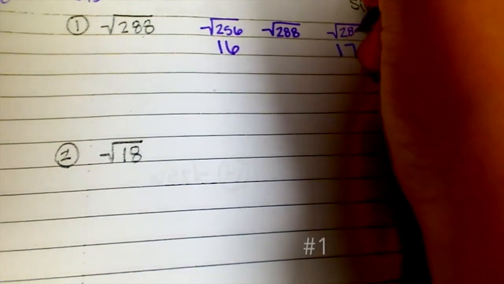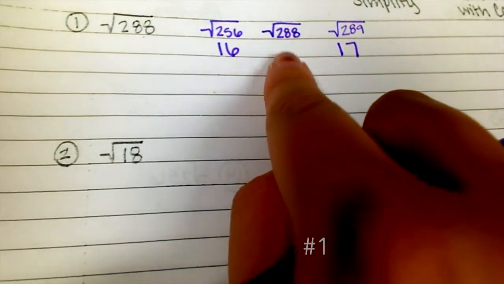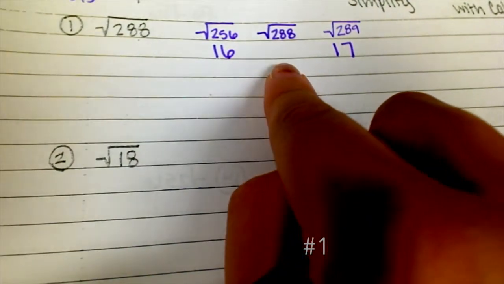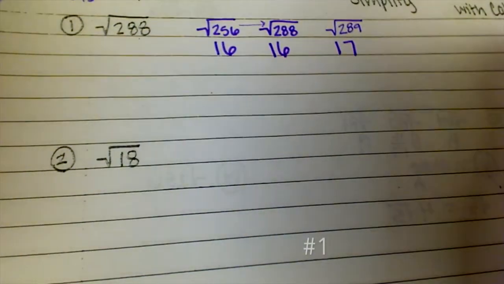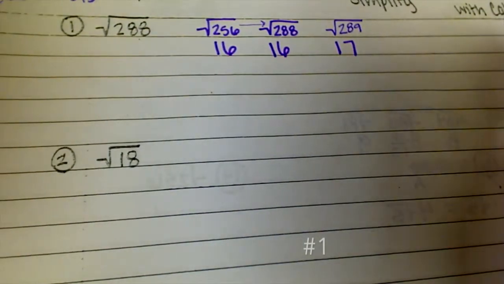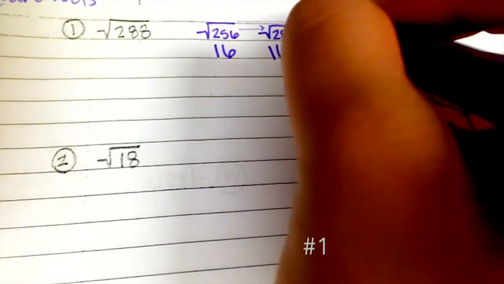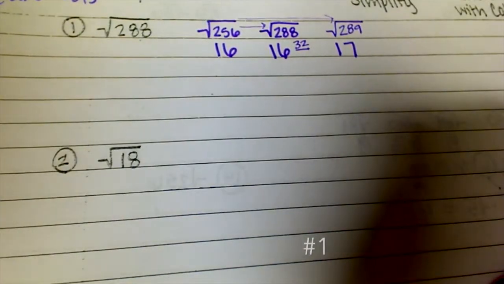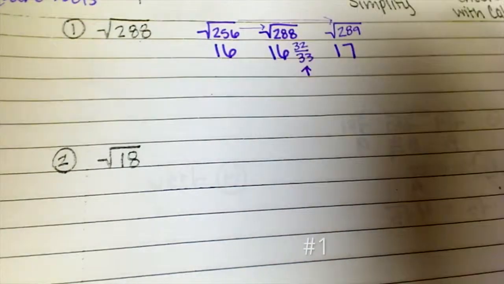289. Okay. So then what whole number goes with my square root of 288? 16. How far is 256 to 288? 32. And how far is 256 to 289? 33. That's the approximation. We're done with that one.